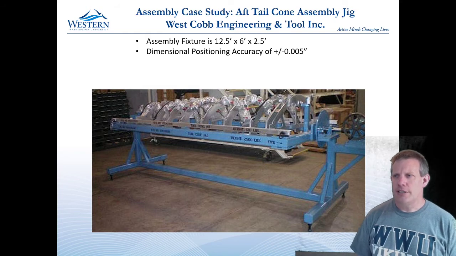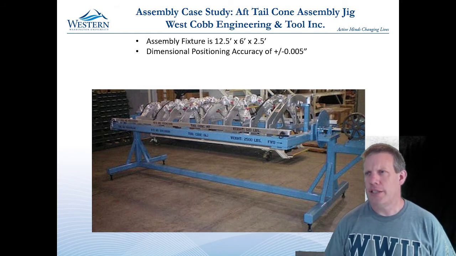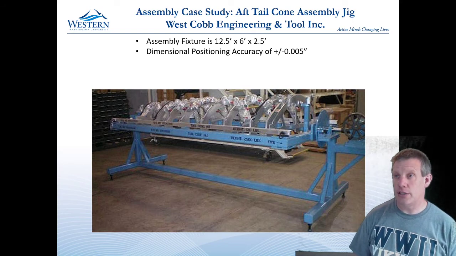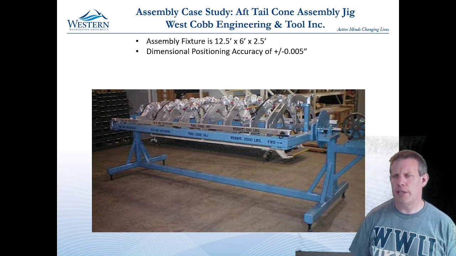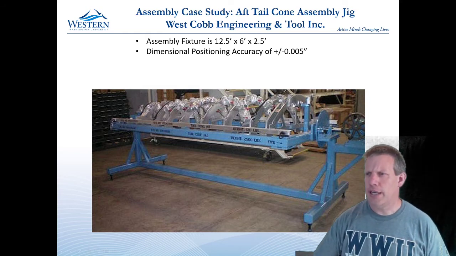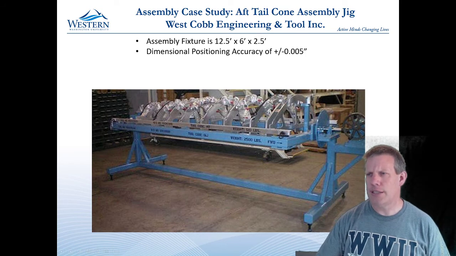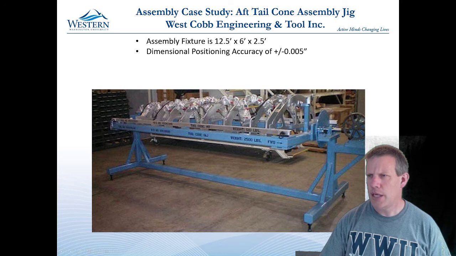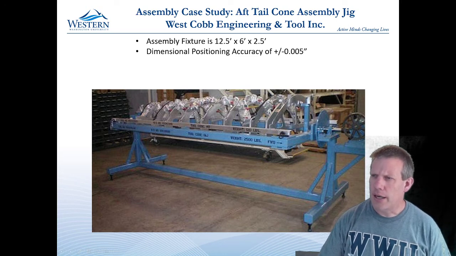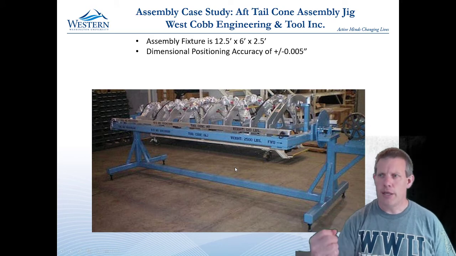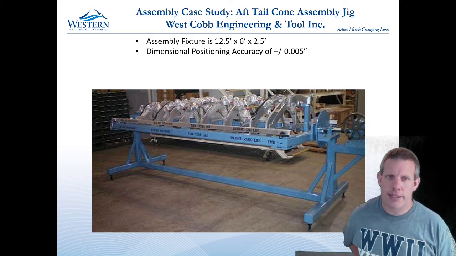All right, so this is a smaller assembly fixture. It is 12.5 feet long, 6 feet wide, and 2.5 feet to the center line in height. Dimensional positioning again of 0.005. And you can see that it has these ribs that go across, and something is getting laid upon the ribs, and then there are clamps. Each of these red-handled things is just a toggle clamp to be able to clamp something in place.